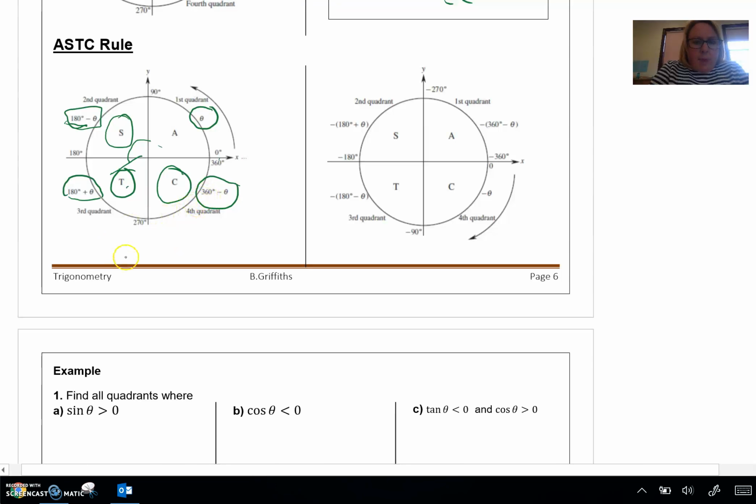How do we remember that? It's All Stations to Central. That's how we remember it. All Stations To Central. It tells me all are positive, only sine is positive, only tan is positive, and only cos is positive.